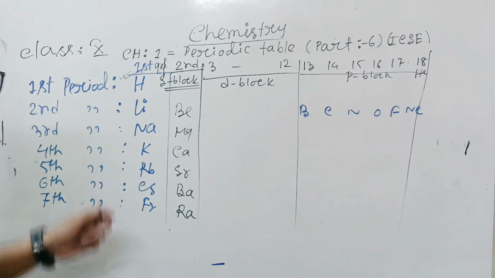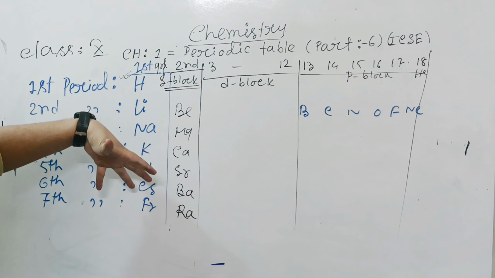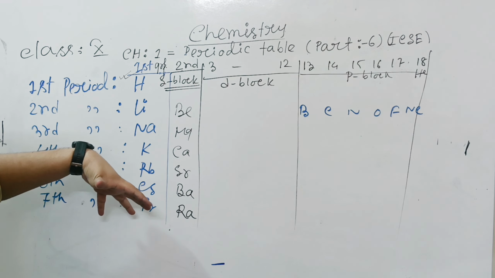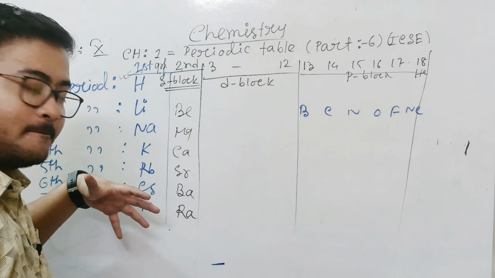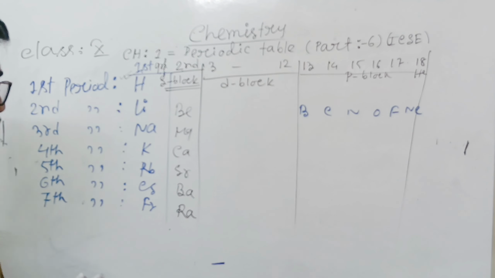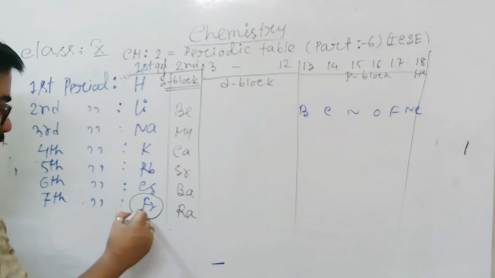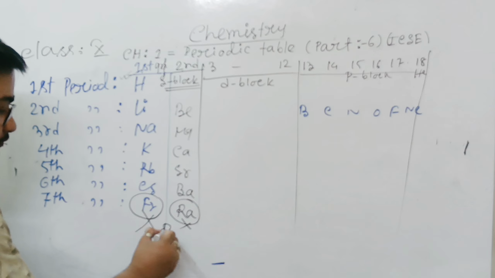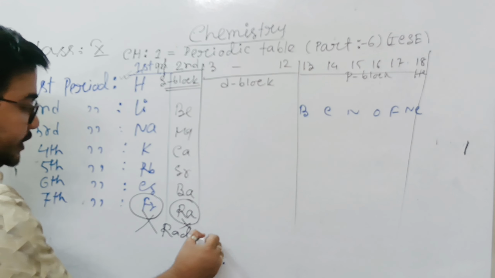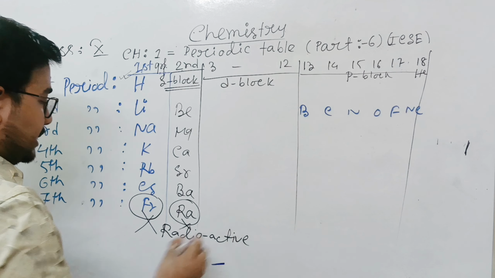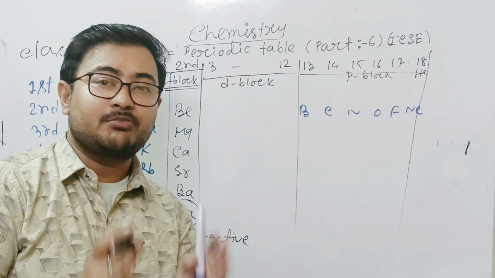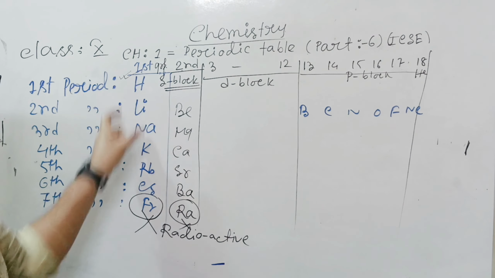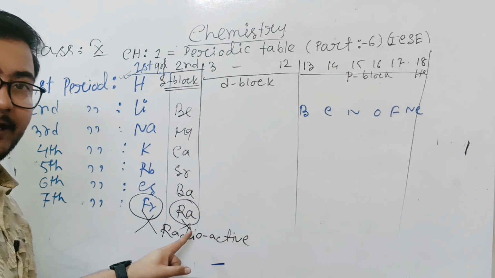So as you move downwards, the radius increases, so obviously metallic character increases. Don't consider francium. Why? Don't consider radium. Why? Because they are radioactive. So don't consider them. So which one is the most metallic? Cesium in the first group, and beryllium in the second.